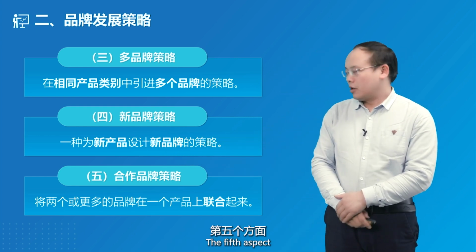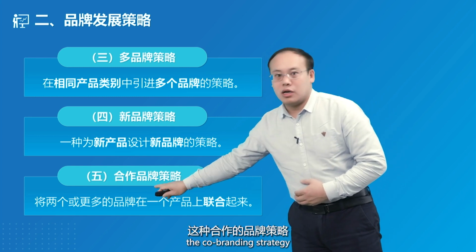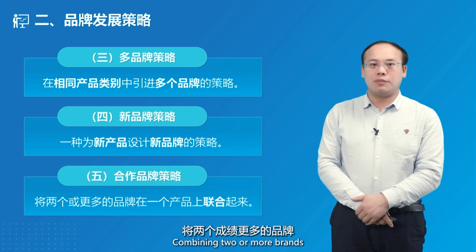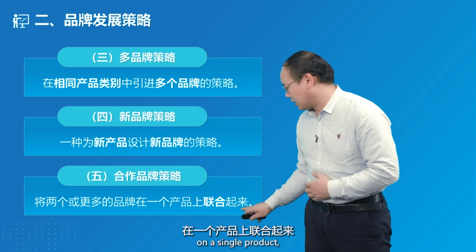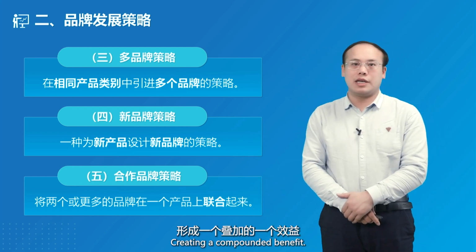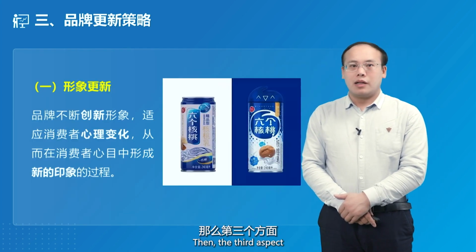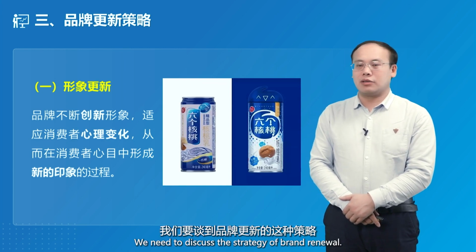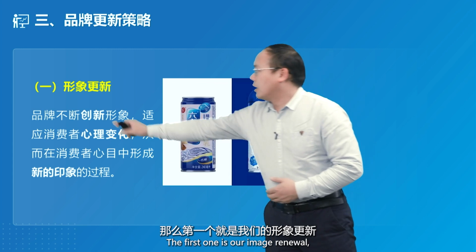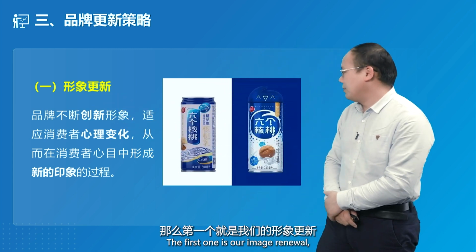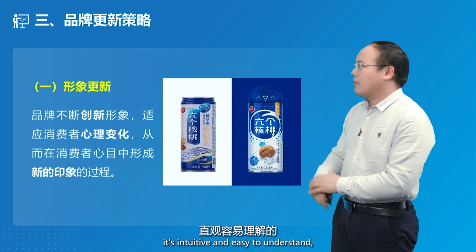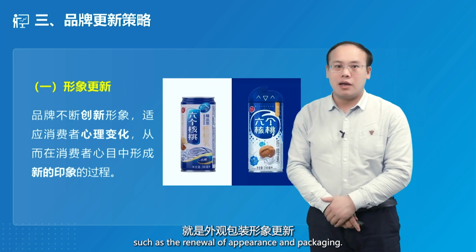The fifth aspect is commonly the co-branding strategy, combining 2 or more brands on a single product, creating a compounded benefit. Then, the third aspect, we need to discuss the strategy of brand renewal. The first one is our image renewal. To put it simply, it's intuitive and easy to understand, such as the renewal of appearance and packaging.